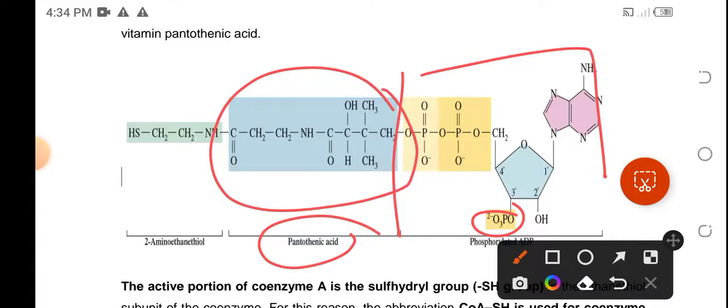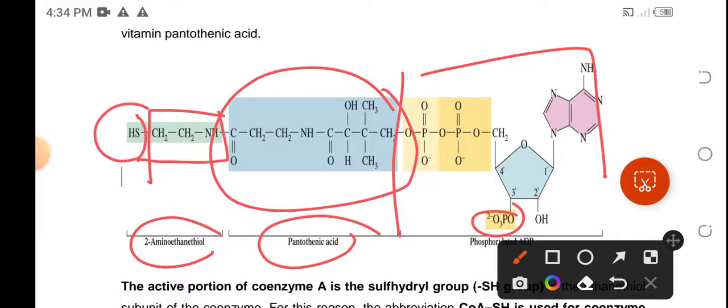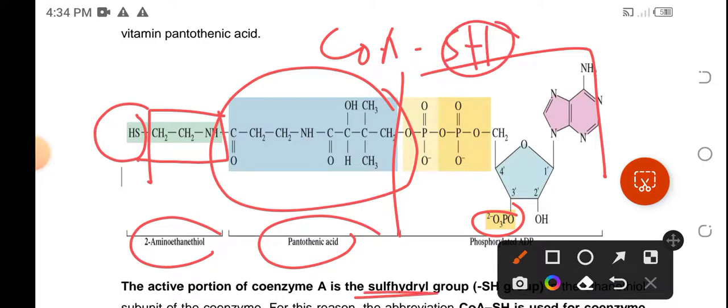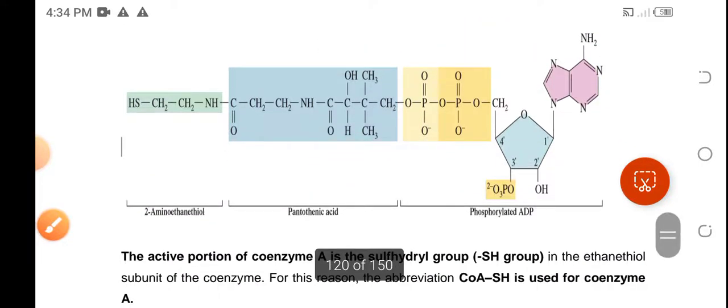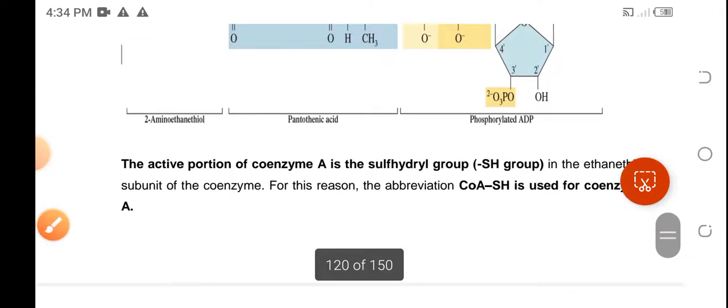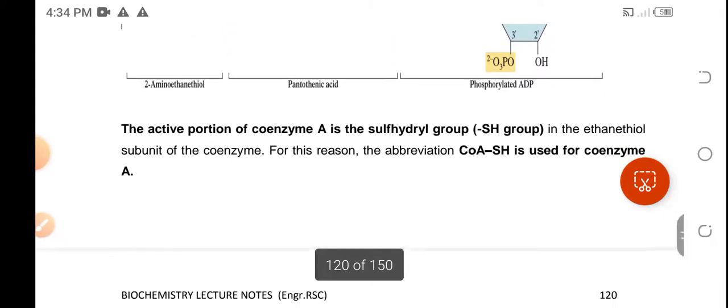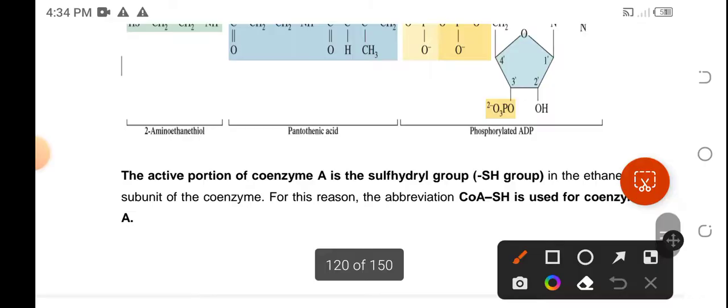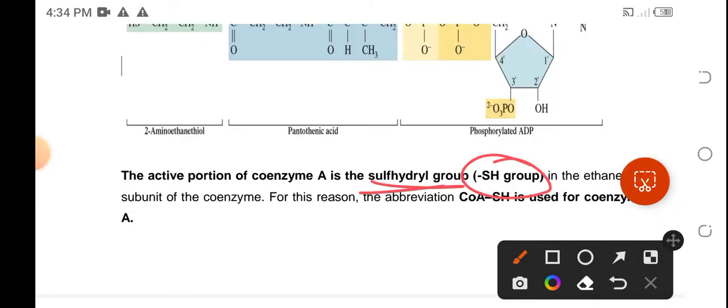And at the end of this pantothenic acid, we have 2-amino ethane thiol. So, ito yung sinasabing SH, kung bakit sinusulat na CoA-SH, yung sulfhydryl part ng ating coenzyme A is the active portion. So, dyan na-attach yung ating mga acetyl group. Okay? So, ulitin natin that SH is sulfhydryl.